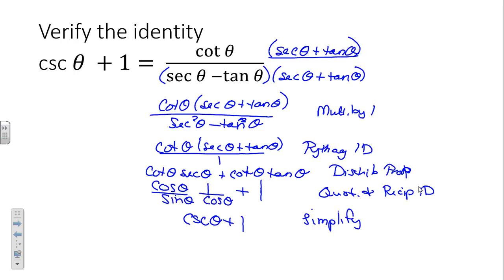Okay, so then we said, guess what? We've got cosine in the numerator, cosine in the denominator. We're going to cancel those guys. We're left with 1 over the sine, and that's the cosecant.